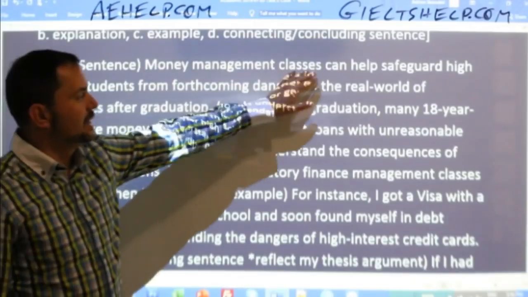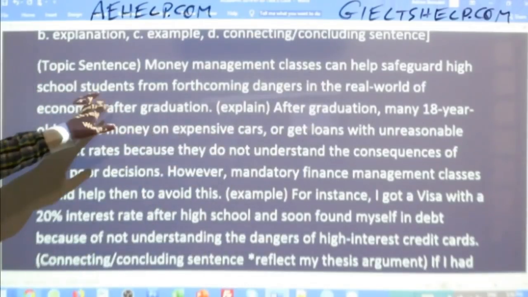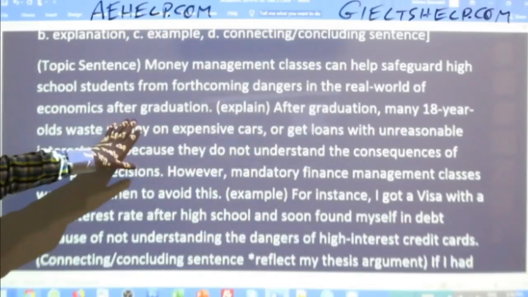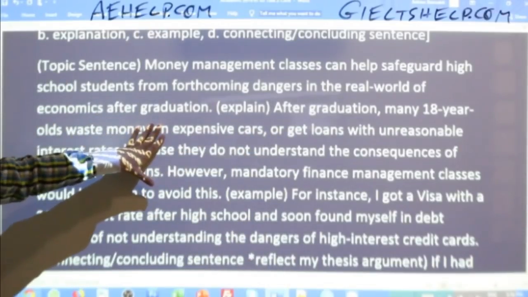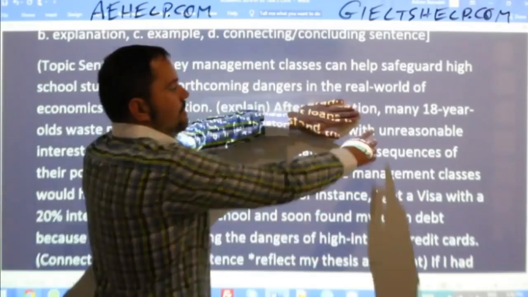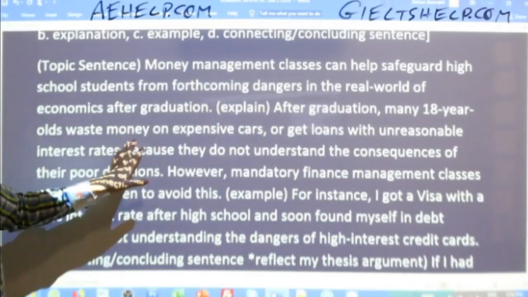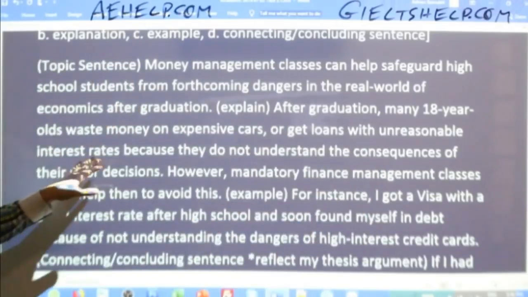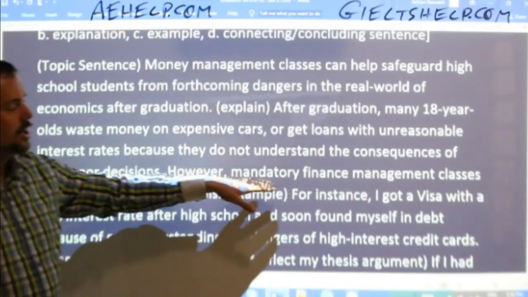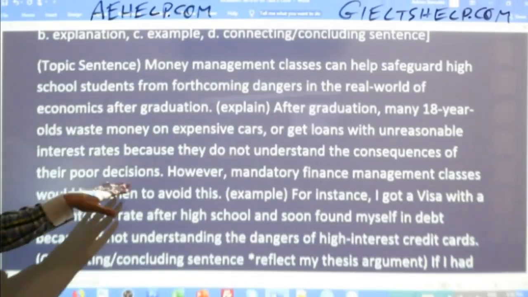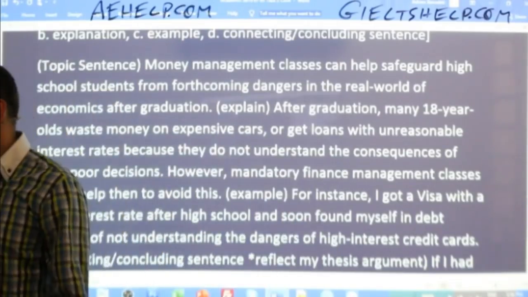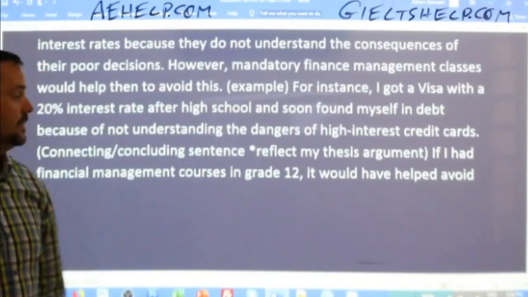Money management classes can help safeguard high school students from forthcoming dangers in the real world of economics after graduation. Many 18-year-olds waste money on expensive cars or get loans with unreasonable interest rates because they do not understand the consequences of their poor decisions. However, mandatory finance management classes would help them to avoid this.